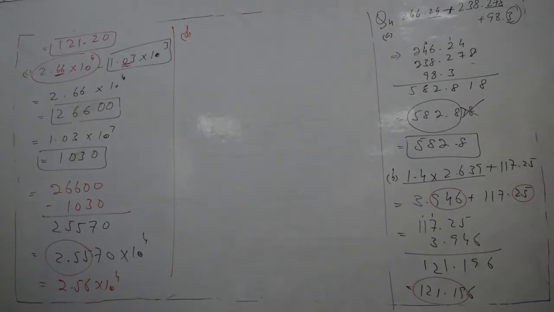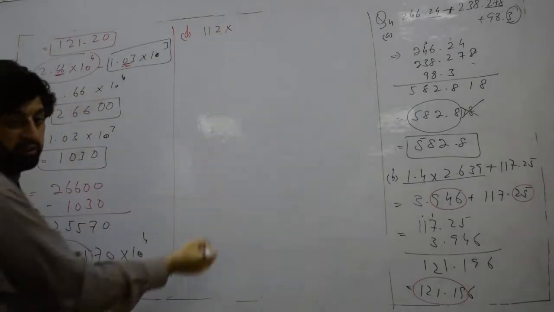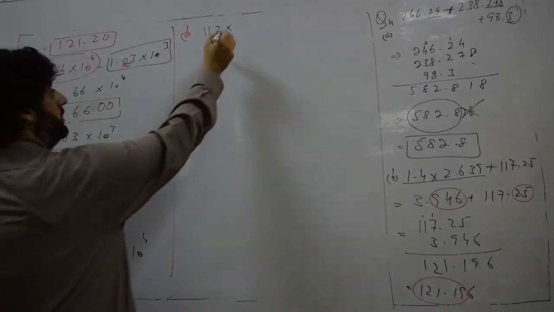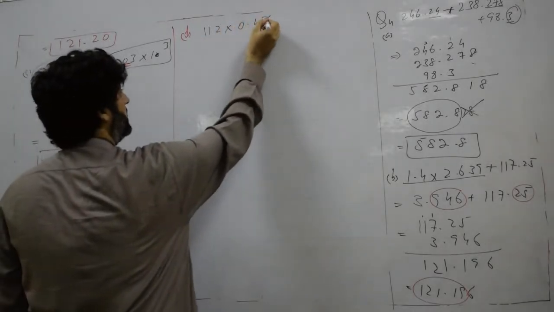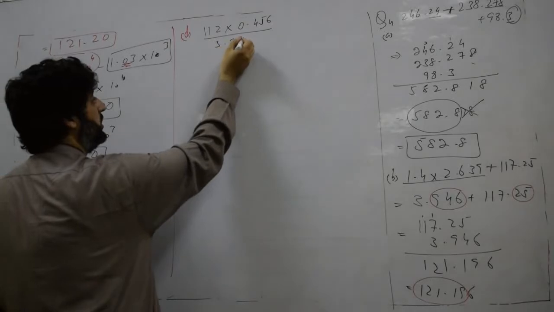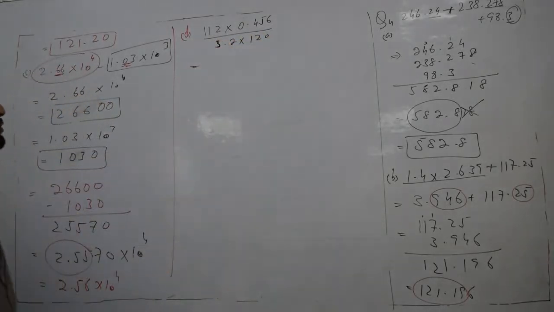Okay, part D is 112 multiplied by 0.456 divided by 3.2 into 120. We have to multiply and divide by calculator, so use the calculator here.